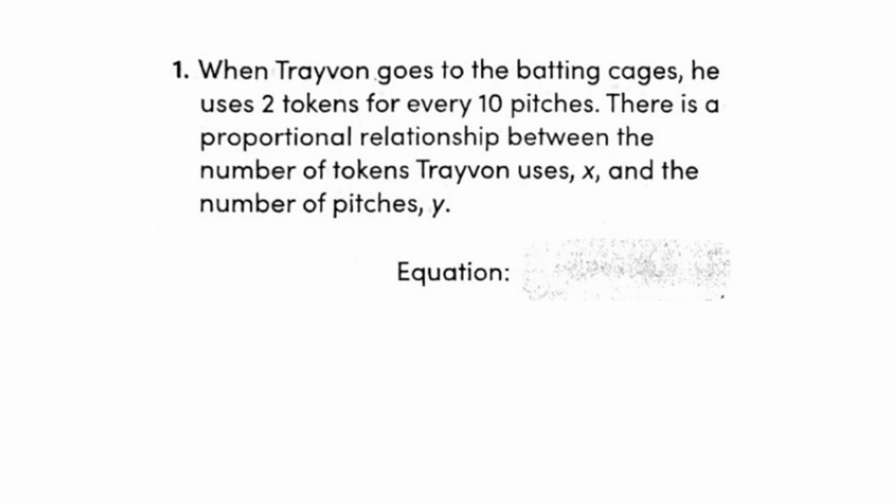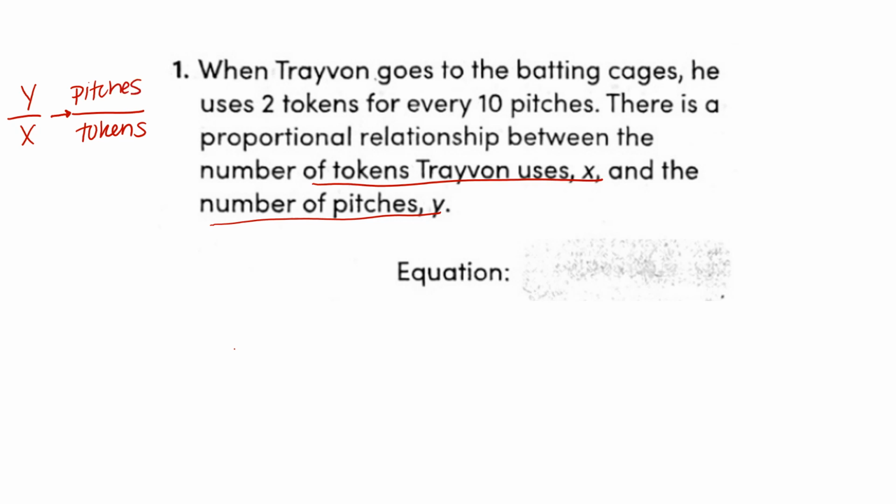So when talking about proportional relationships, we are going to divide to find the unit rate, the rate of change, or sometimes called the constant of proportionality. When dividing to find that value, we divide in the order of our y value over the x value. In this problem, the tokens are represented by the letter x, and the number of pitches is the y value. So it's always going to be the fraction y over x.